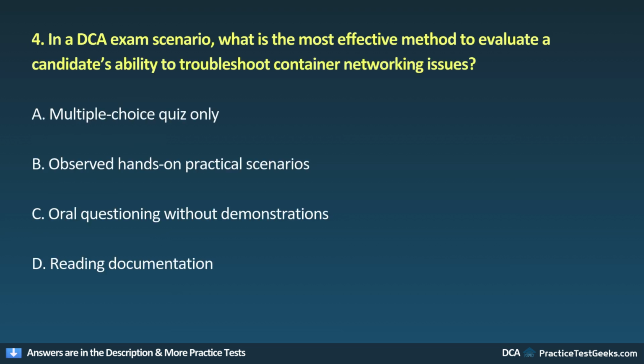4. In a DCA exam scenario, what is the most effective method to evaluate a candidate's ability to troubleshoot container networking issues? A. Multiple choice quiz only. B. Observed hands-on practical scenarios. C. Oral questioning without demonstrations.